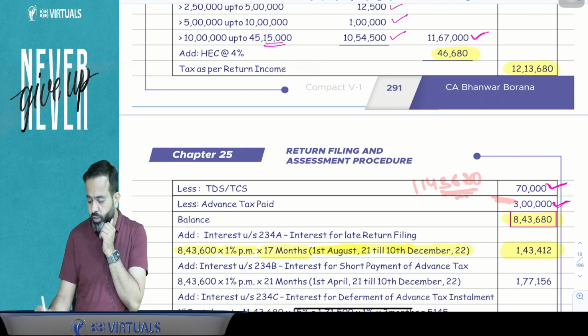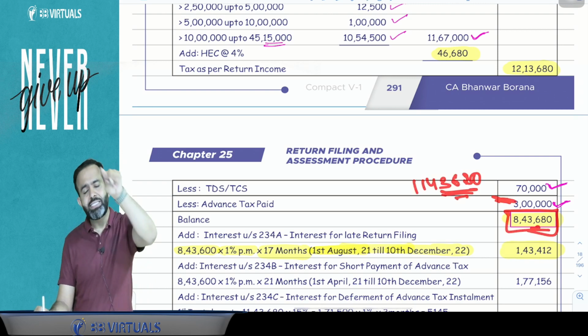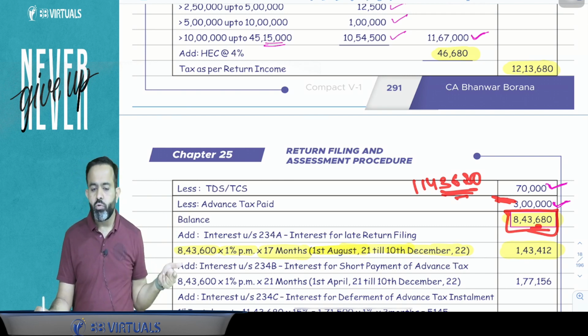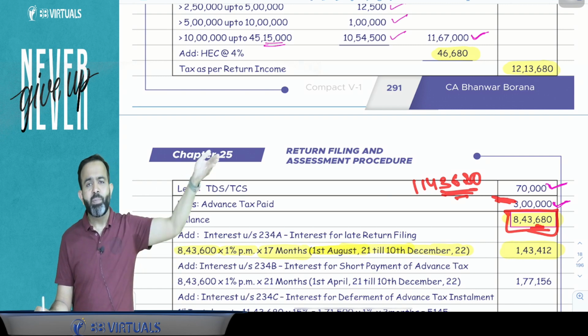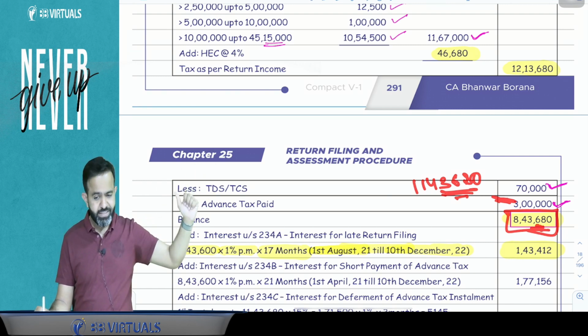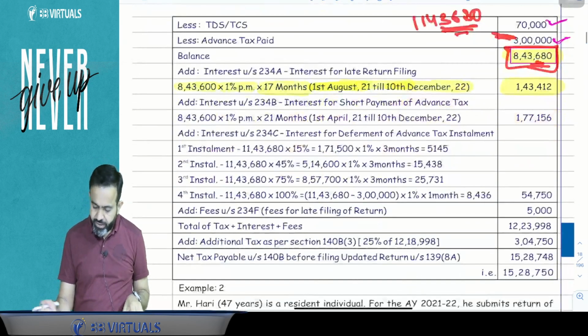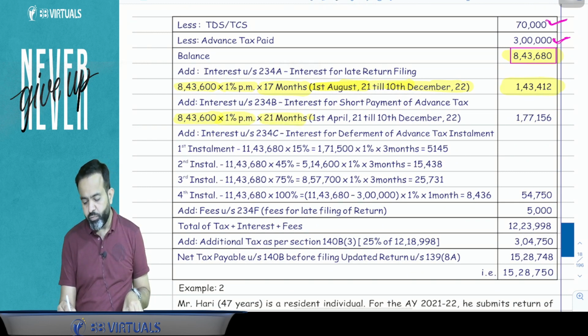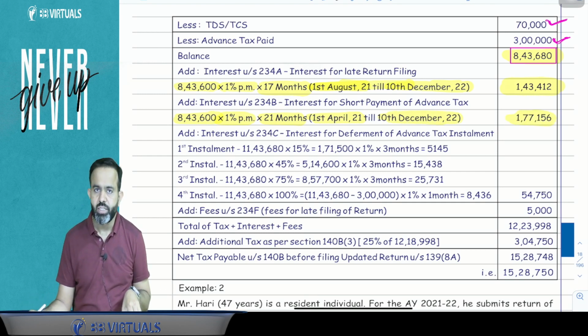So whatever the short payment of advance tax, on this interest is applicable under section 234B, and it will be counted from the 1st April of assessment year till the date of payment of the taxes, and you are paying the taxes on the date on which you are filing the updated return. So here guys, on this particular amount, 8,43,600 at the rate 1% per month or part of the month, from 1st April 2021 till 10 December 2022, this interest is calculated under section 234B.